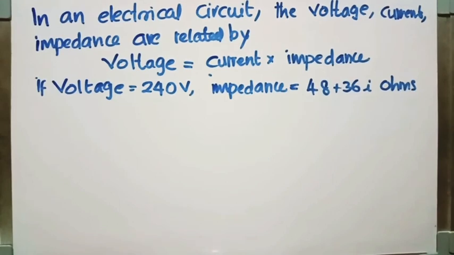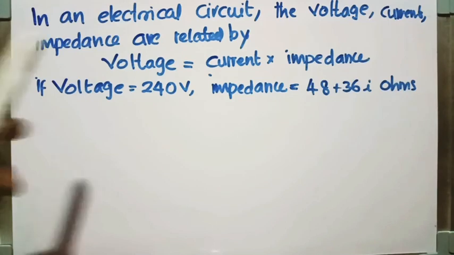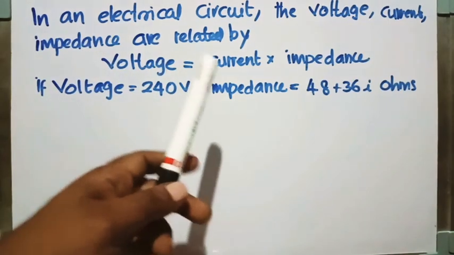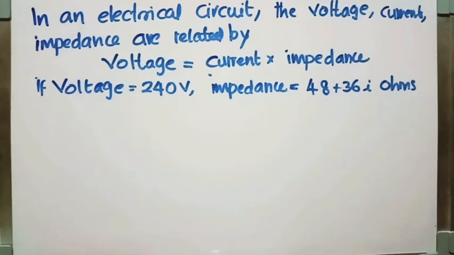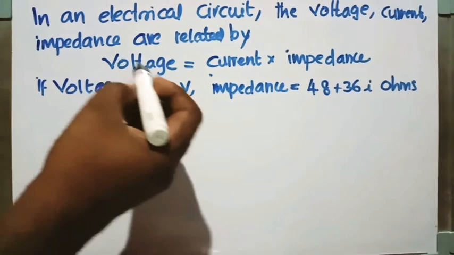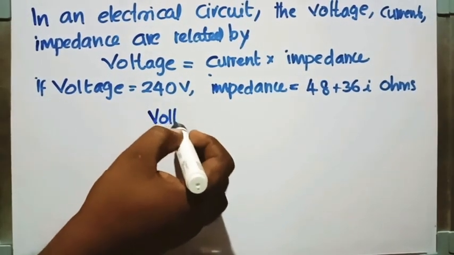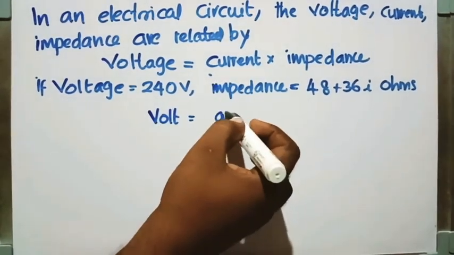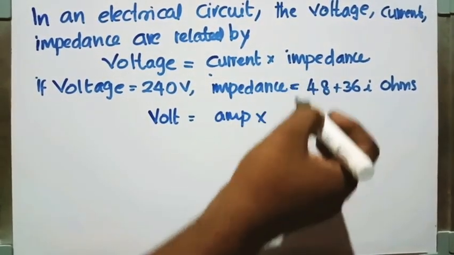In an electrical circuit, the voltage, current and impedance are related by voltage is equal to current into impedance. The voltage in a particular circuit is 240 volts and the impedance is 48 plus 36i ohms. Find the current. Actually, it's a very simple question. It's given that voltage is current into impedance.